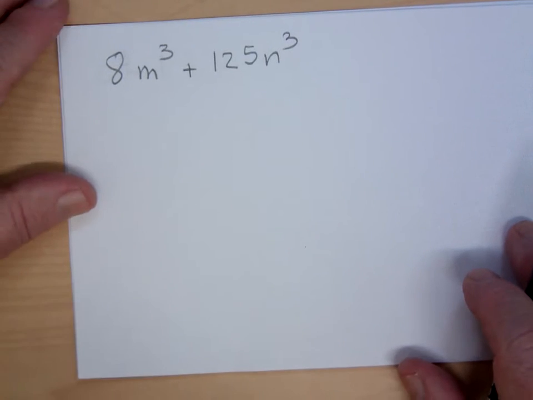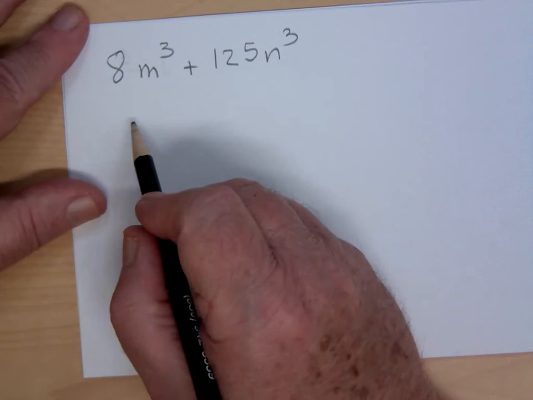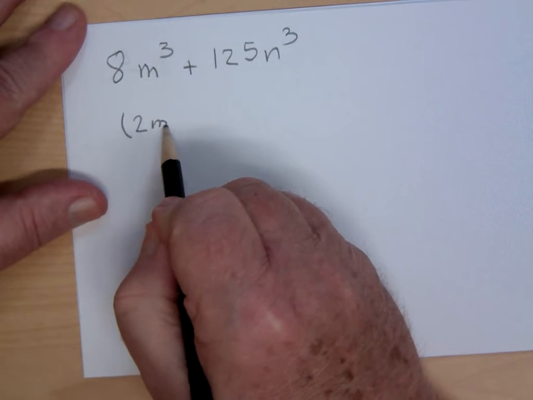Let's look at this one. It's a little more complicated. We have to realize that 8 is 2 cubed.